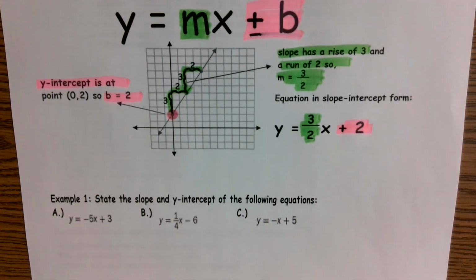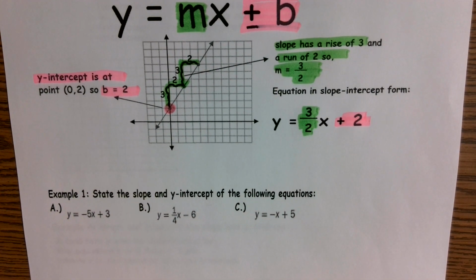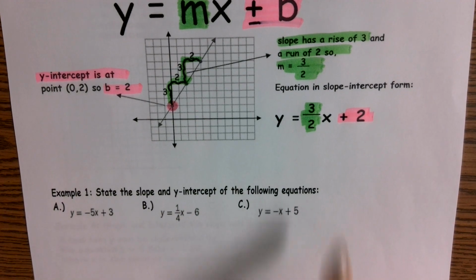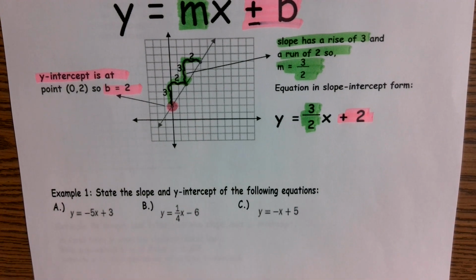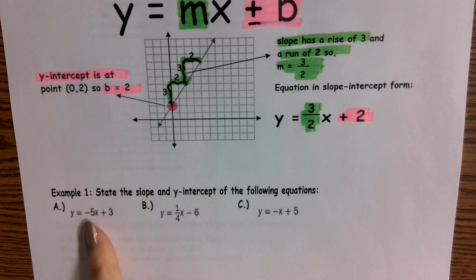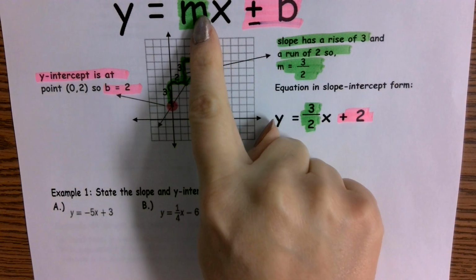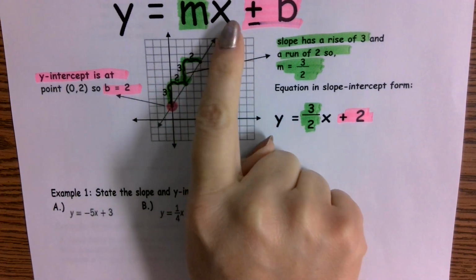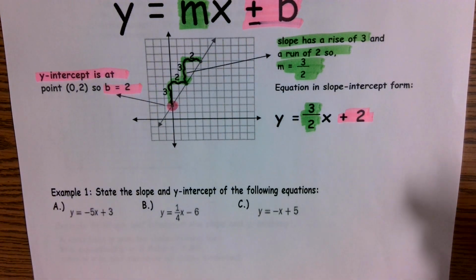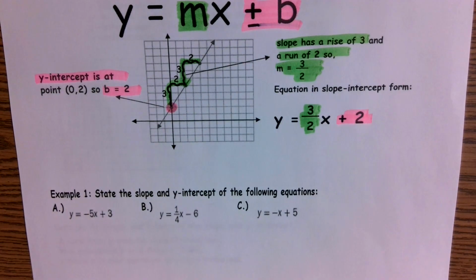Okay, so the first thing that you're going to do is the really easy stuff. Given these equations, I want you to tell me what value is the slope and what value is your y-intercept. So go ahead and do problems A, B, and C. Again, remember your slope is the coefficient to your x. Your y-intercept is the constant in the problem. What are you adding or what are you subtracting?